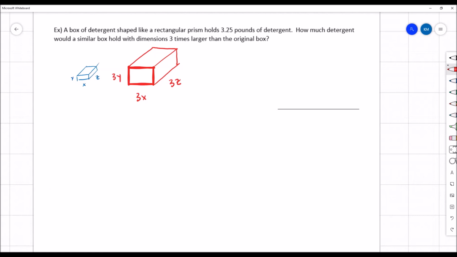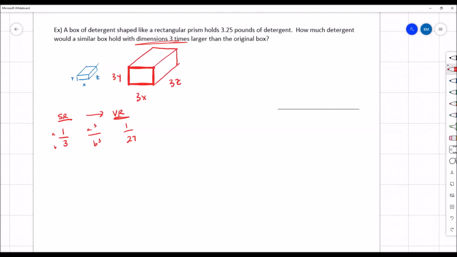As we look at it, they gave us the dimensions 3 times larger. So really, they gave us the similarity ratio. They told us our similarity ratio is 1 to 3. How much more would it be able to hold? When we're talking about weight or holding weight, we're talking about a volume. So we're going to go from our similarity ratio to our volume ratio, A cubed over B cubed. So our ratio of volumes would be 1 to 27.